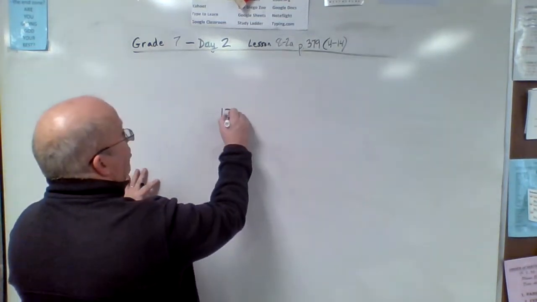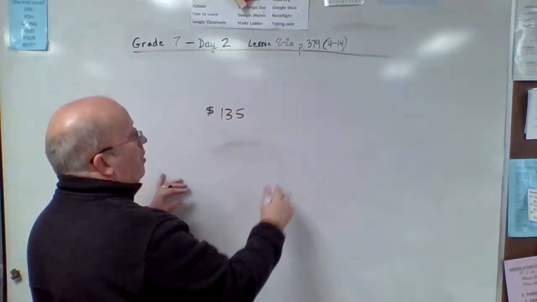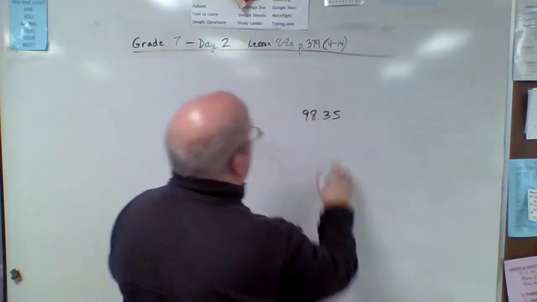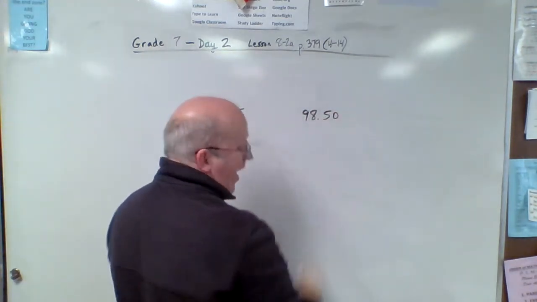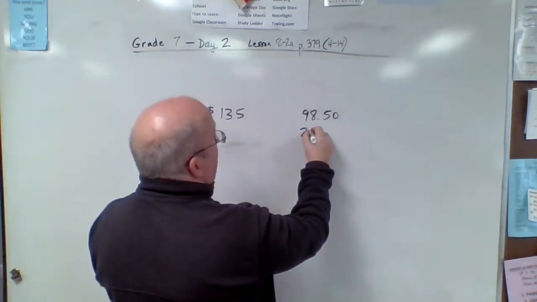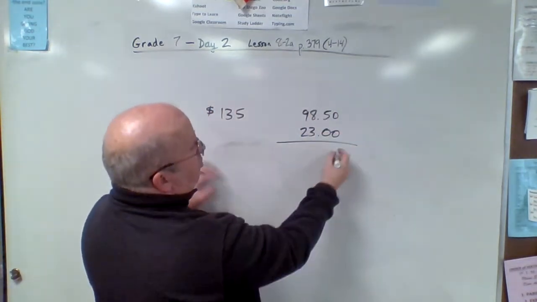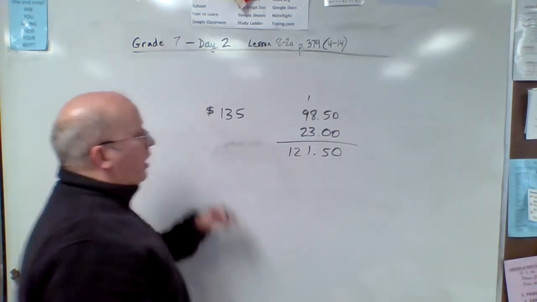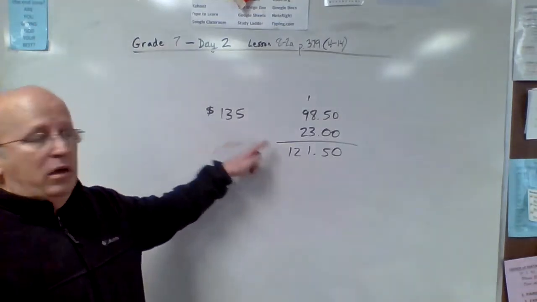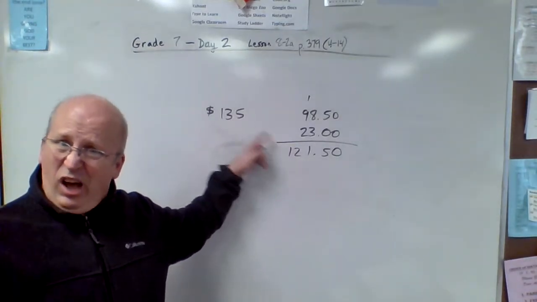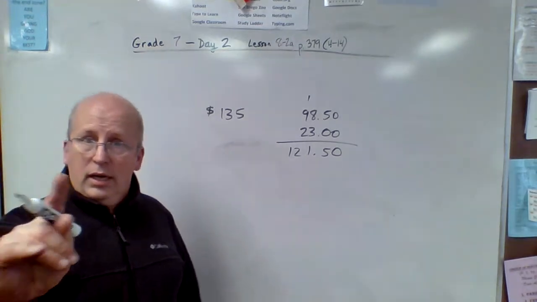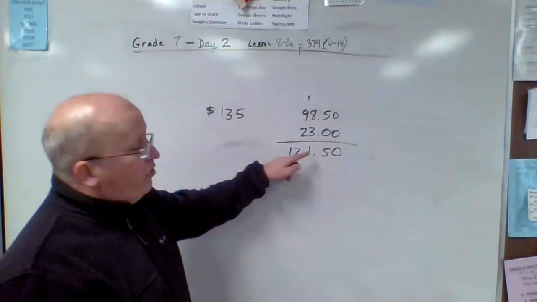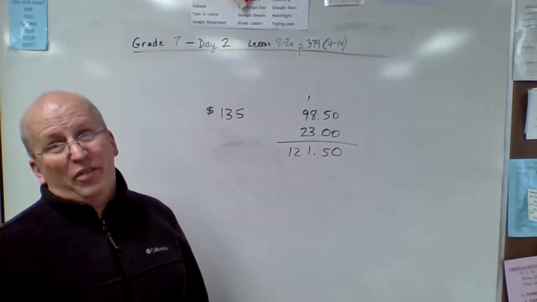Well, she has this amount of money. She wants to spend this amount, $98.50, and she also wants to spend this amount as well. In other words, she wants to spend a total of $121. Well, right off the bat, it seems like she does have enough, doesn't she? But it says you also have to add sales tax to this. The question is, once you add the sales tax, will she have enough?